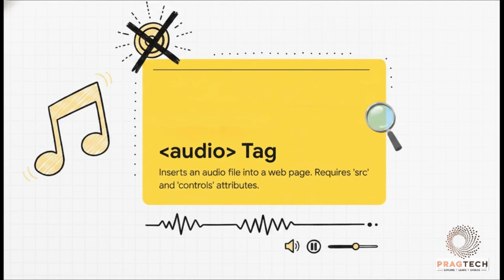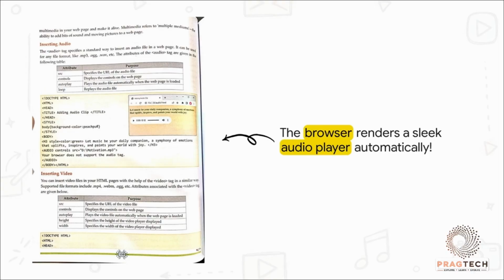Now, without that controls attribute, the audio might actually play in the background, but the user literally wouldn't have any buttons to pause it or change the volume, and we definitely don't want that. Just by adding that audio tag with controls and your source file, the browser automatically generates this entire super sleek audio player right there on the web page. As you can see, it gives the user a play button, a timeline, and volume controls all built right in. It is a massive, massive upgrade for web developers.